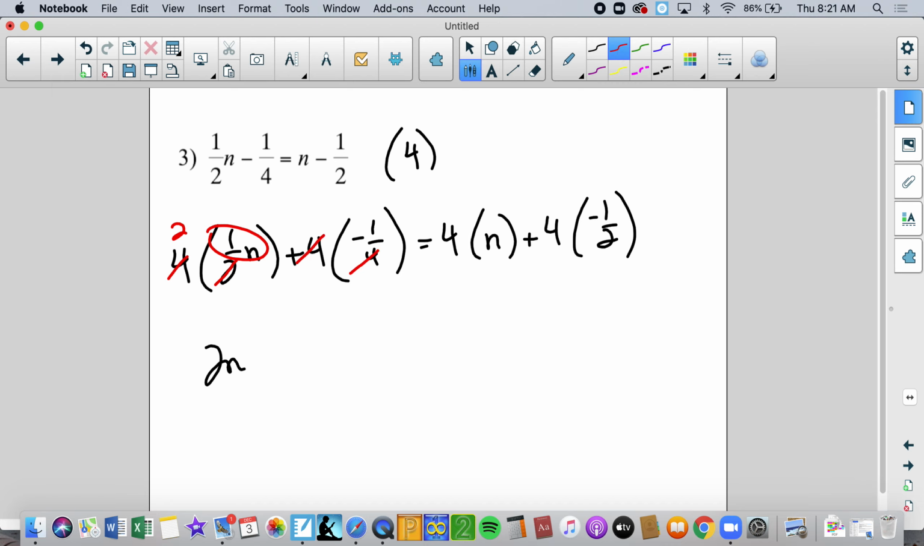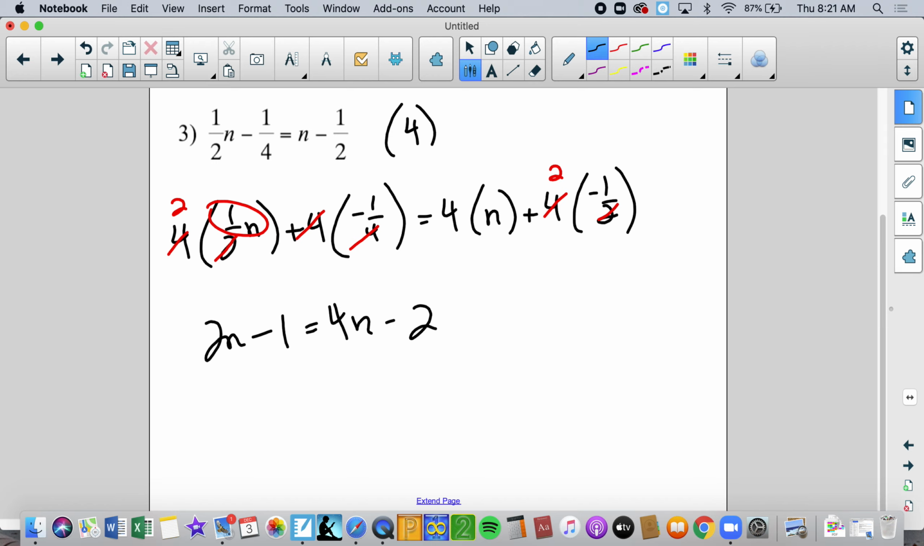The 4's cancel, leaves me with negative 1. There's no denominator, no fraction there, so 4 times n is 4n. 2 in the denominator cancels with 4 in the numerator, and I have 2 times negative 1, which is negative 2. All right, now we're going to move the variables.